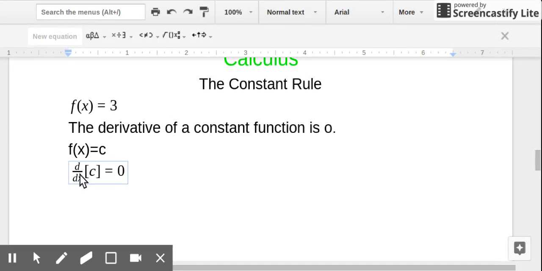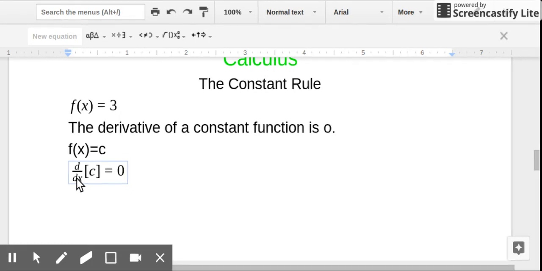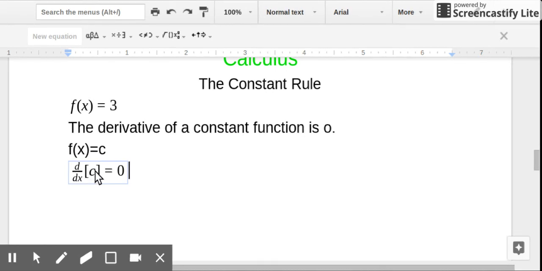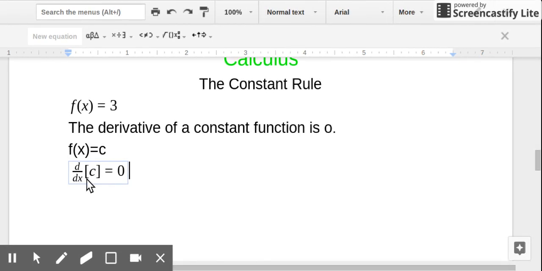We actually did see this when I brought up some graphs in some previous problems. This d over dx is an operator, and what it's saying is we're going to operate on whatever's inside this bracket here. In other words, we're going to take the derivative of whatever's inside, and of course it's just a constant. So this c is just some real number. For example, 1, 2, 3, 4, 5, 6, 7, 8, 9, a half, -5, negative a half, negative square root of 2. Whatever's on the real number line, pick a point. When we take the derivative of this, we're going to get 0.